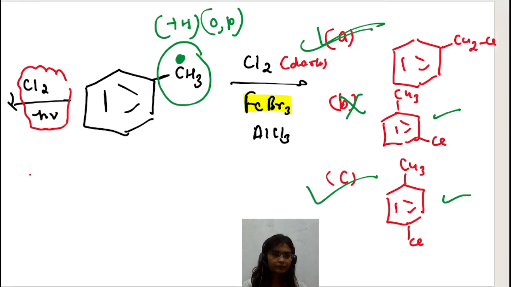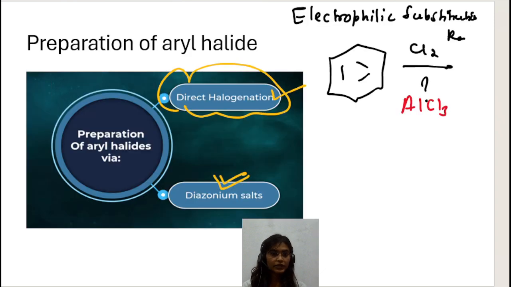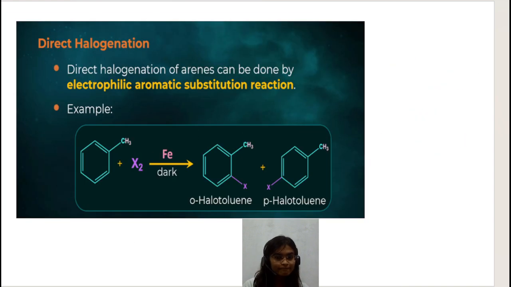So let's go back again, not this slide. Yes, we are discussing this. Oh yeah, this one we are discussing, right? Observe this, it's written Fe, dark, and we are getting halotoluene, para or ortho. Now my question to you: which one is major here? Is it para or is it ortho?